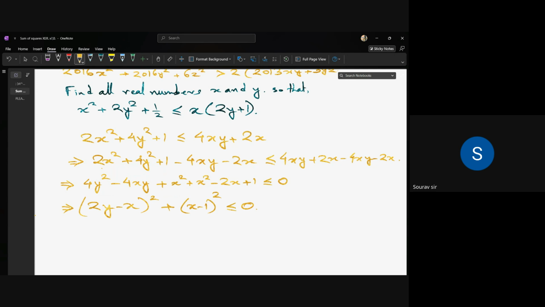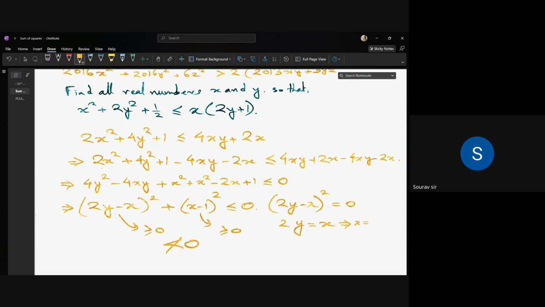Okay. Now, as we know that 2y minus x whole square and x minus 1 whole square are both greater than or equal to 0, they can never be less than 0. So they have to be equal to 0 to satisfy this inequality. So we take 2y minus x whole square equal to 0. From that we can easily get 2y equals x.